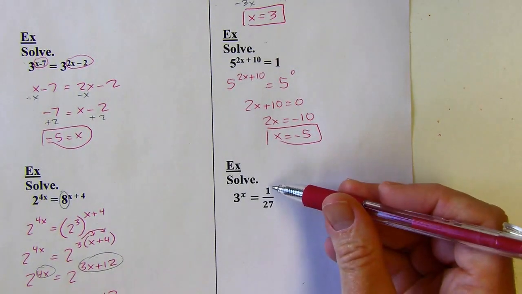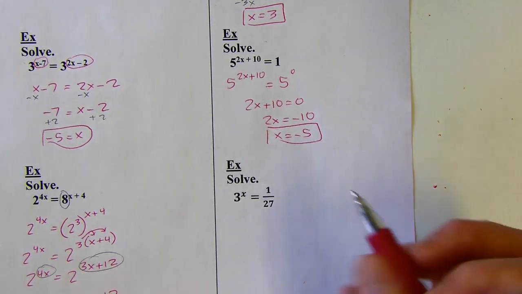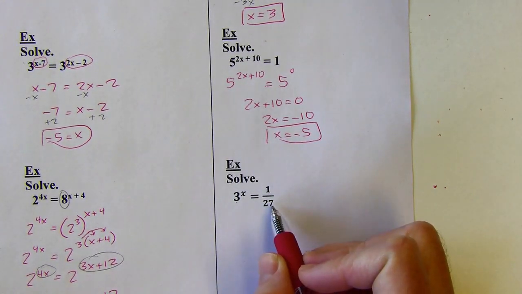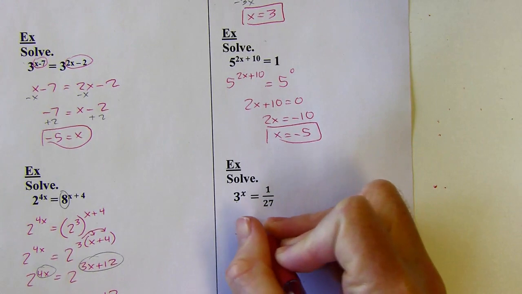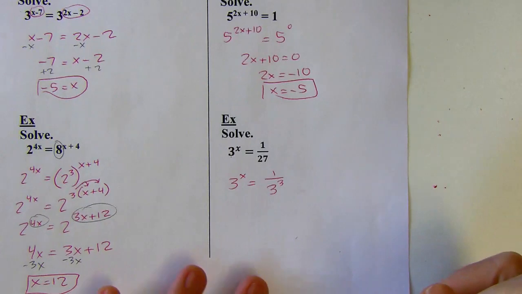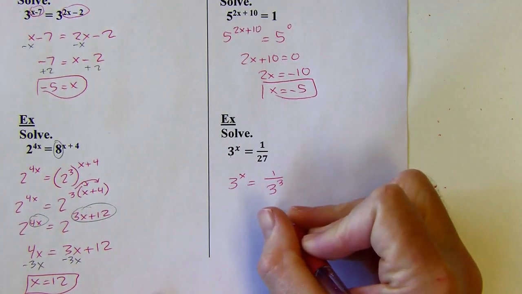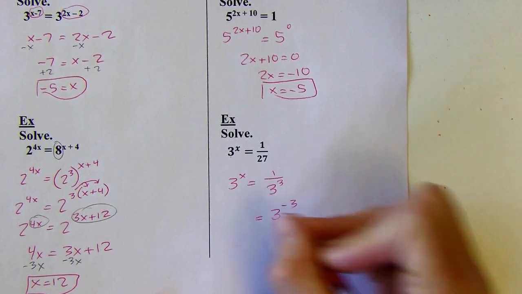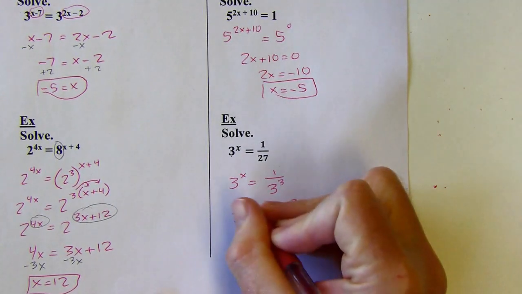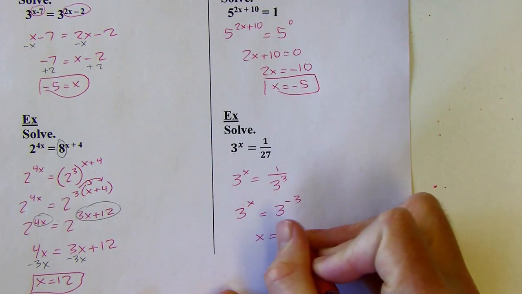When you've got 1 over something, that means you can write this as something with a negative exponent, okay? So I'm thinking, okay, base 3 would be great to use, and I know 3 to the 3rd is 27. Okay, now it's not quite ready because I still got 1 over 3 to the 3rd, but hang on, 1 over 3 to the 3rd would be the same as 3 to the negative 3rd, right? If I simplified 3 to the negative 3rd, it would look like that, right? Okay, and now I've got the same base, so x is going to equal negative 3.